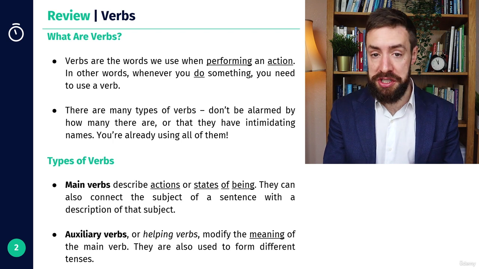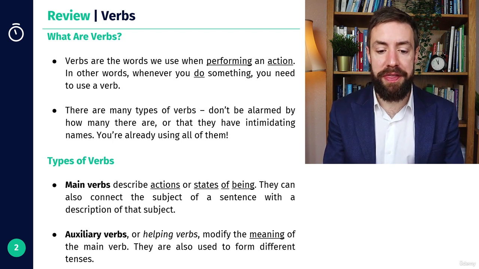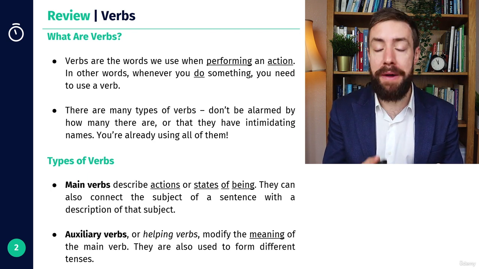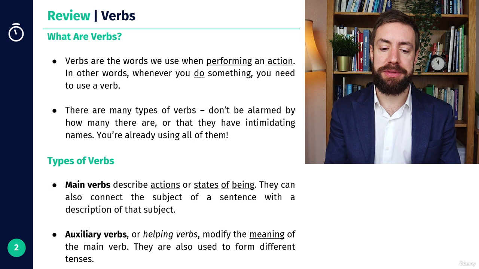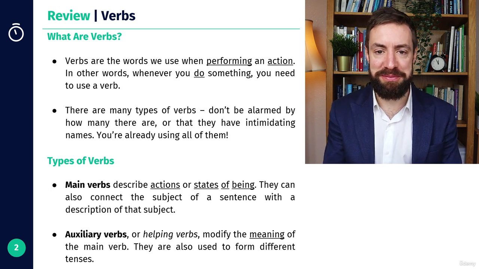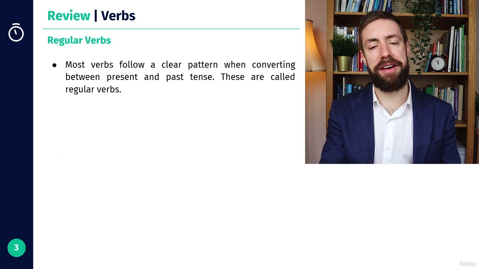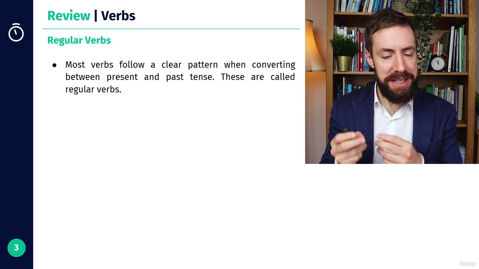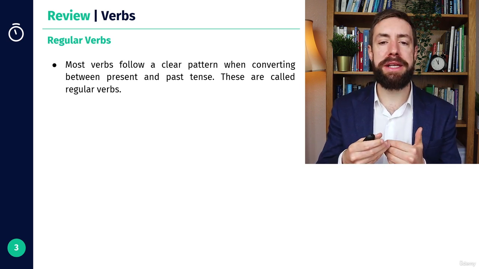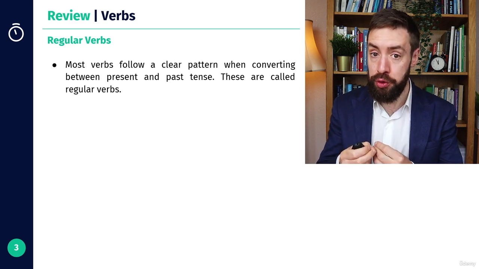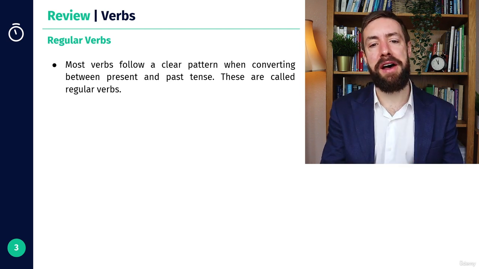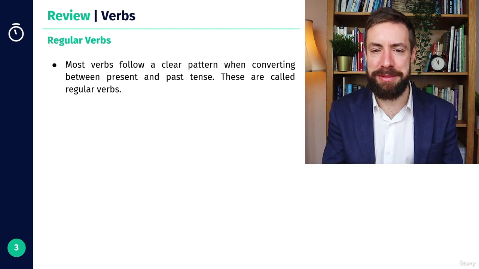We also have auxiliary verbs, and those are helping verbs. They modify or change the meaning of the main verbs. And they can form different tenses, as again, we'll see pretty soon. And we can take a look first at regular verbs. So regular is an important word in English grammar. When we say something is regular, we mean that it follows the normal rules. It doesn't have anything weird going on. All right. So regular verbs are the easy ones. We'll see some in just a second.